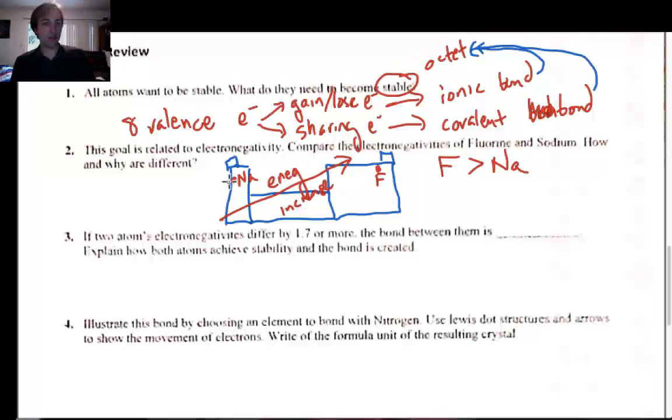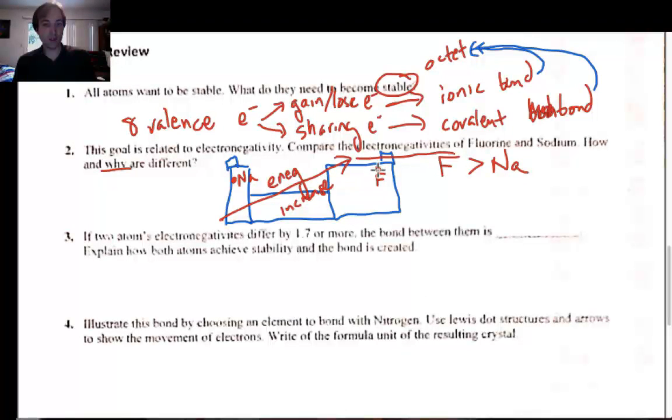Sodium, on the other hand, would have to gain a full 7 electrons to get to its octet. Instead, it's much easier and much more efficient for it to just lose an electron and look like a noble gas. So its electronegativity can be low because it's not really invested in keeping that electron. It would actually become more stable by losing that electron and becoming like a noble gas. So how are they different? Fluorine is greater than sodium, and the why you could explain in 2 ways. It's much easier for sodium to lose its electron, so it's not holding on to its electron as tightly.